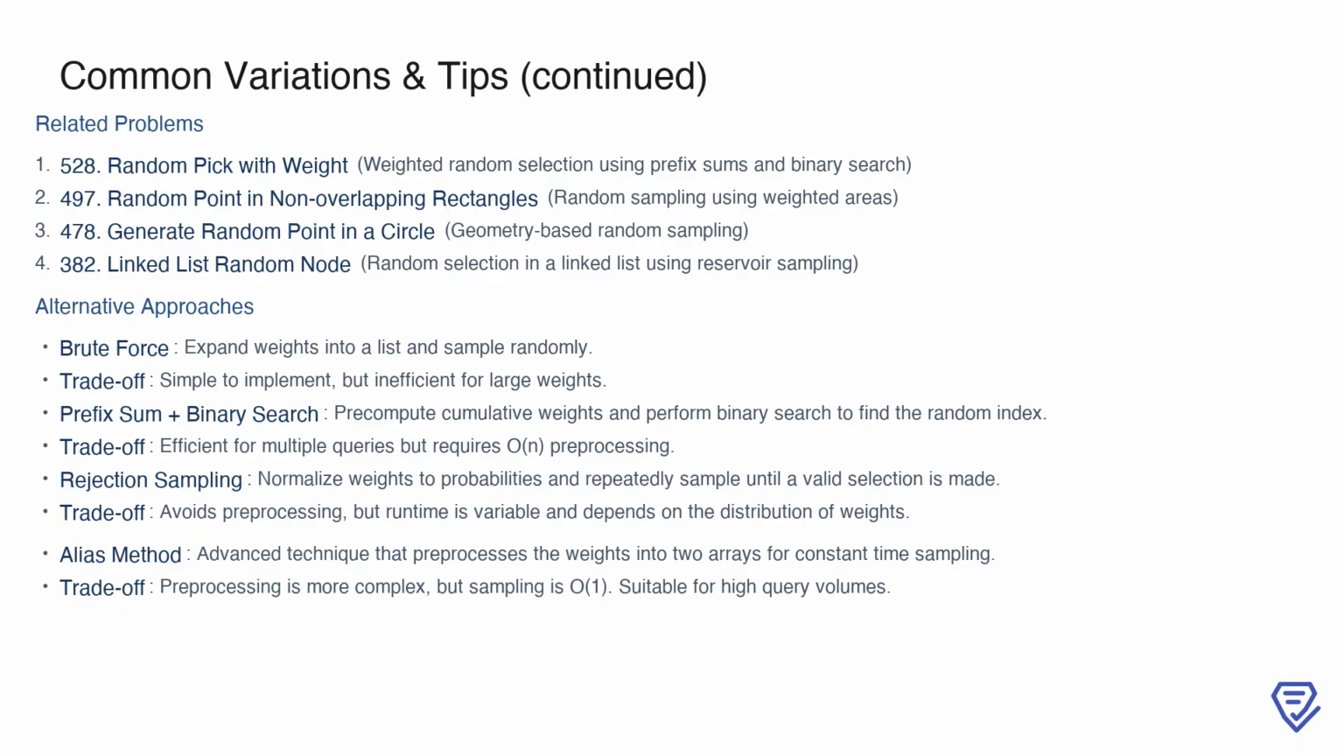Rejection sampling is another option, where you repeatedly sample based on probabilities until you get a valid result. It's pre-processing free but has variable runtime. For high query volumes, the alias method is worth considering. It pre-processes weights into two arrays for constant time sampling, though the setup is more complex. Each approach has its trade-offs, and your choice should align with the problem's constraints and requirements.